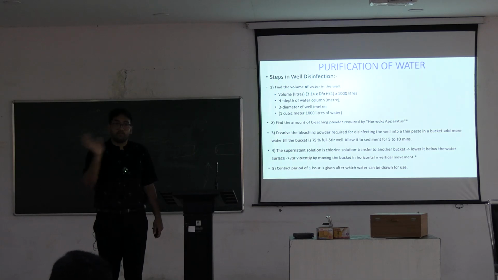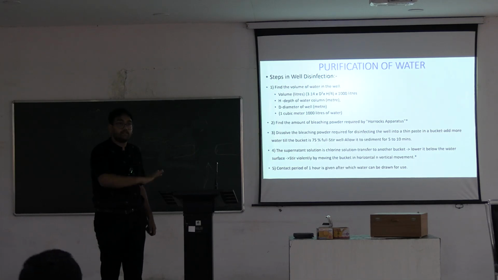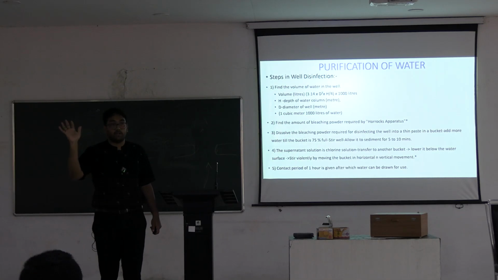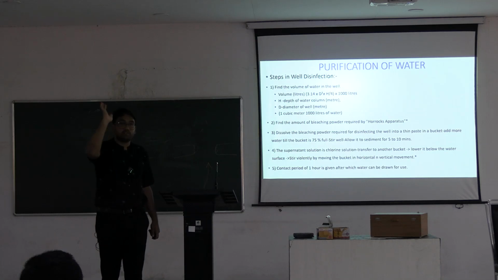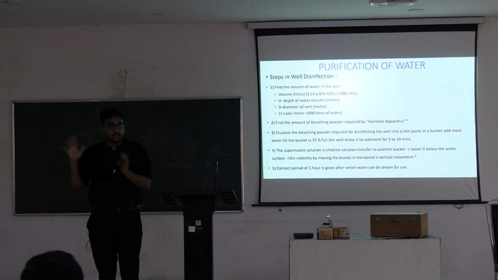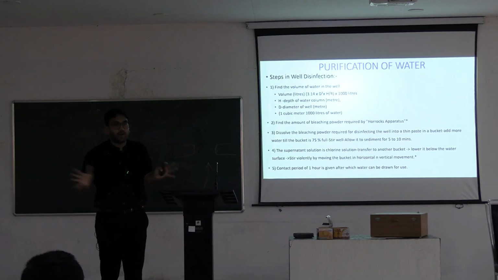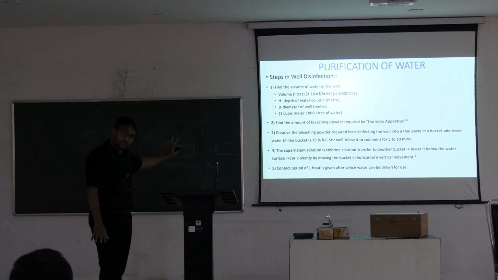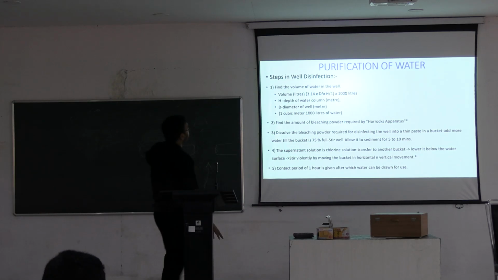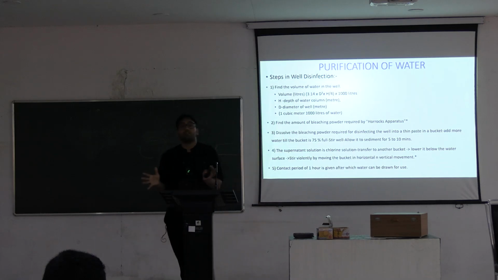Now we do it with other things when we do industrial decontamination or disinfection in the sewage treatment plants or in the water treatment plants; we do it by other methods. But simply if you are doing it in one well or one tank, then we do it by bleaching powder. So Horrock's apparatus tells us how much bleaching powder is required.